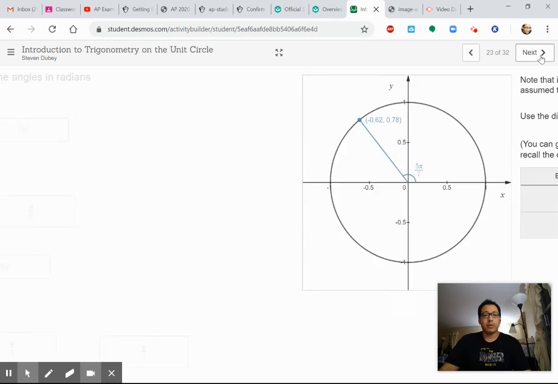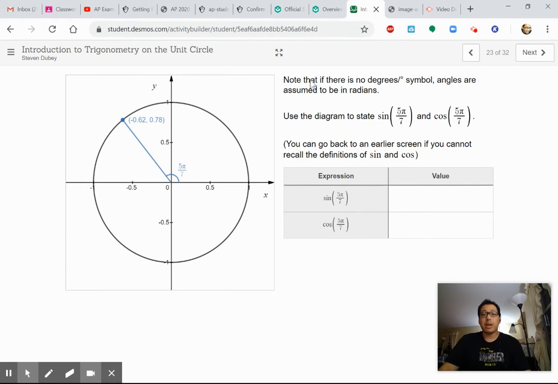Okay, so hopefully you tried this. Now notice if there's no degrees symbol, and especially if things are written in terms of pi, then you can assume that that is an angle measurement in radians. So for example, here's an angle measured in radians. It's 5 pi over 7, 5/7 of the way around to 180. I don't know what degree measure that is. I'm sure I could calculate it, but what do we know?